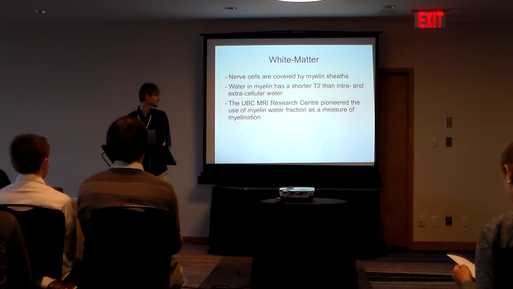The UBC MRI Research Center, as Alice Leon talked about, uses myelin water fraction, which is where after they have been able to distinguish myelin water from other water, they can take a ratio. And then this ratio is actually a direct measure of the amount of myelination going on in the brain, which is very important to the study of MS because it involves the demyelination of nerve cells.